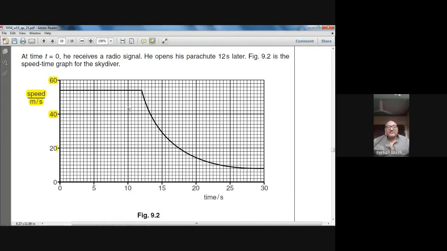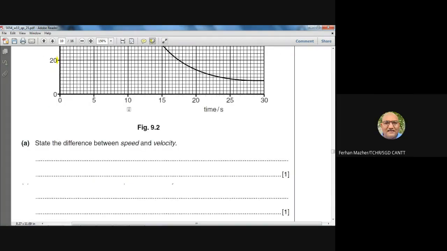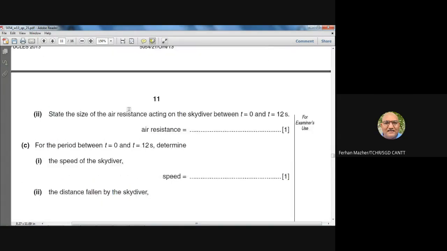So it means that the weight and the air resistance should be equal to each other. We just calculated in the last part that the weight of the skydiver is 700 newtons. So the air resistance will also be 700 newtons. It's very simple, just a conceptual thing that the air resistance should be equal to the weight.